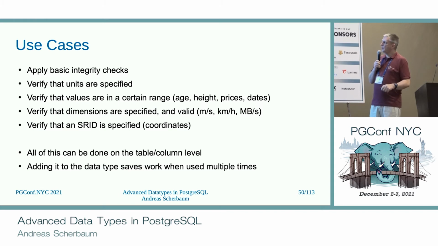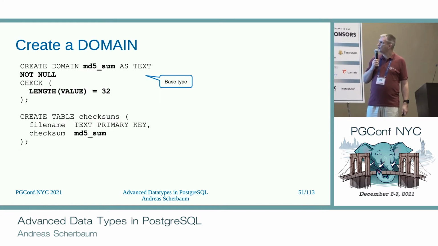One Postgres extension makes heavy use of this kind of stuff for UUIDs. So, let me give you an example. I created a data type called MD5sum, and we know an MD5 checksum is always 32 characters long. So we can apply a check here. First of all, it can't be null, so not null. And we apply a check. The length must always be 32 characters.